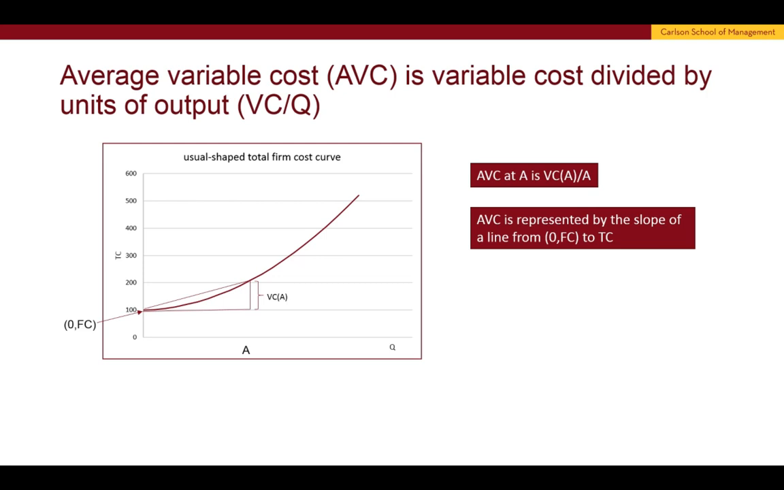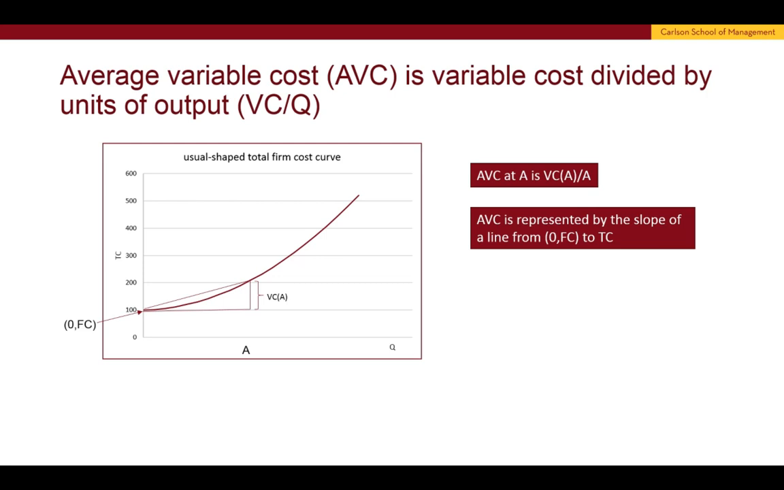Well, average variable cost is the variable cost divided by the number of units of output. So in this case, the average variable cost of producing A units of output is that VC of A divided by A. And we can represent average variable cost by the slope of a ray or a line from, not from the origin, but rather now from 0, FC.